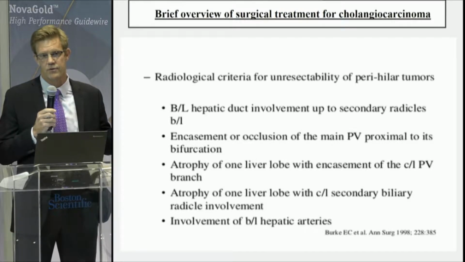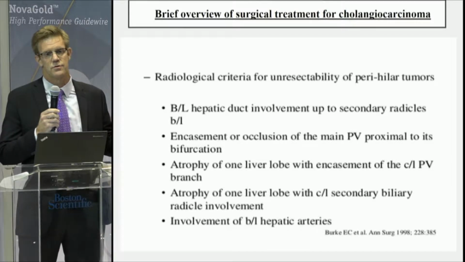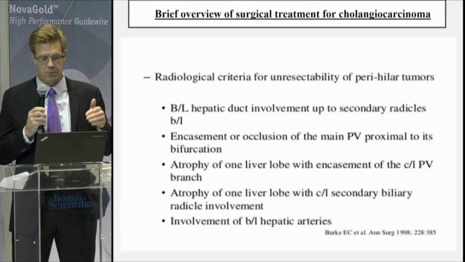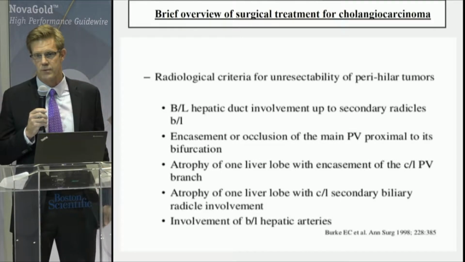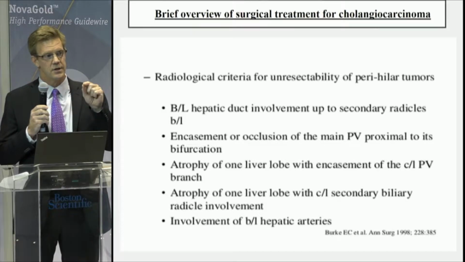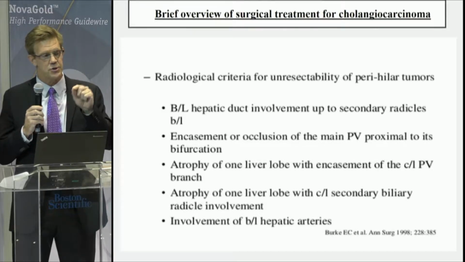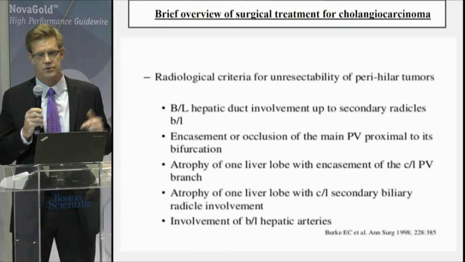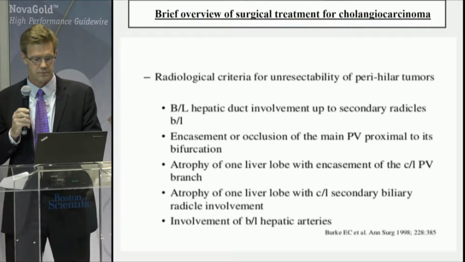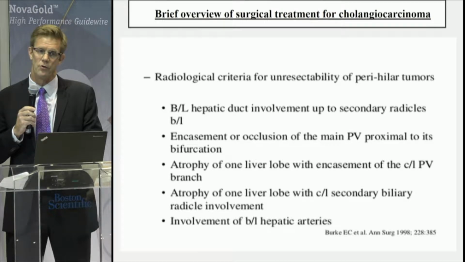Another criterion is atrophy of one lobe of the liver, telling us that it's not going to be functional after surgery, with contralateral involvement of either the portal vein branch or the biliary ducts up to the secondary radicals. Importantly, if the tumor is that high, that's too high in the liver to do an effective operation, make those biliary anastomoses, and expect an R1 or R0 resection. Of course, involvement of both hepatic arteries rules out resection also.